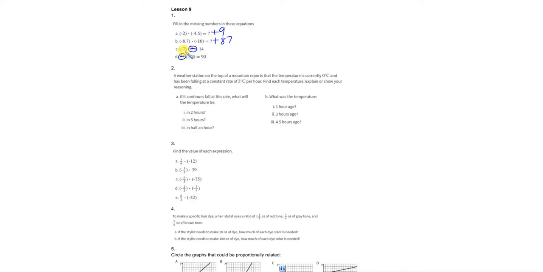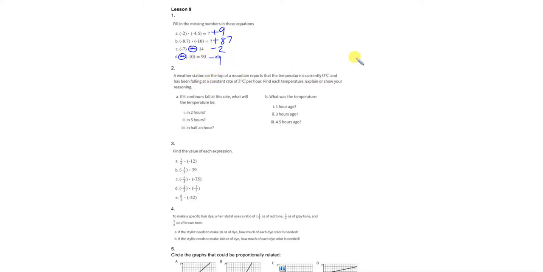What number times 7 gives me 14? Well, that's 2, and it's got to be negative, so this one's negative 2. And then something times negative 10 gives me 90. We know it's got to be negative, and it's got to multiply by 10 to give me 90, so that would be 9. So negative 9 for this one to equal positive 90.